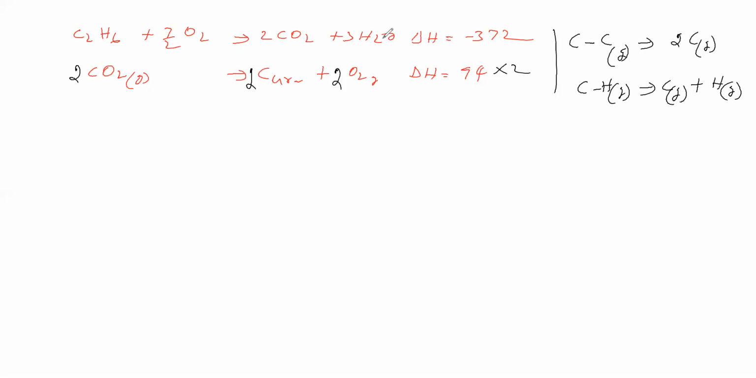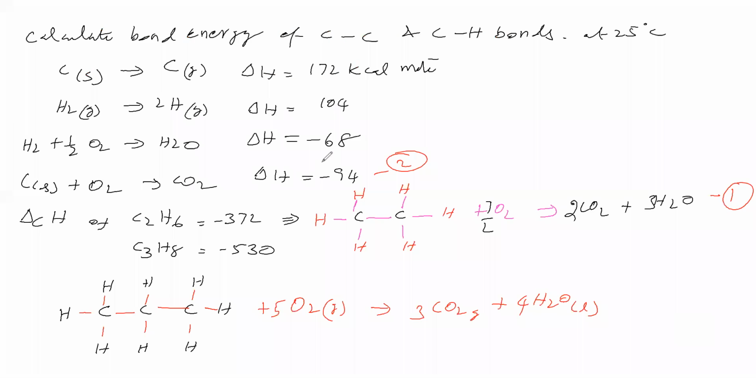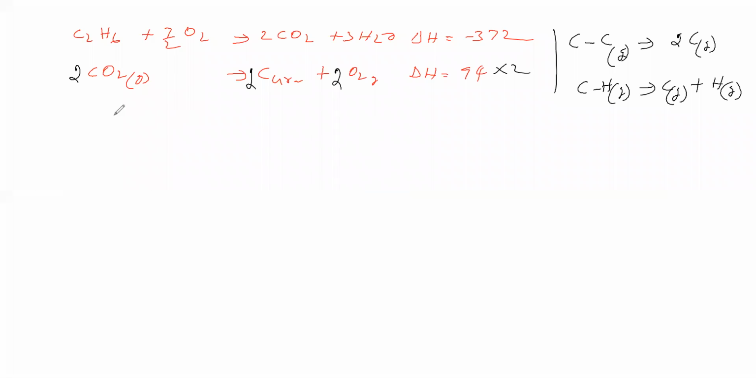Now, let us cancel this water. How to cancel this water? Let us take the third equation and reverse it. Therefore, H2O liquid gives H2 gas plus 1/2 O2 gas. For this, delta H is given as minus 68; make it plus because we have reversed. Here one water molecule is there, but we want 3 water molecules. Therefore, multiply this equation by 3, so 3 H2, 3/2 O2, and this also you multiply by 3. Okay, water we cancel.